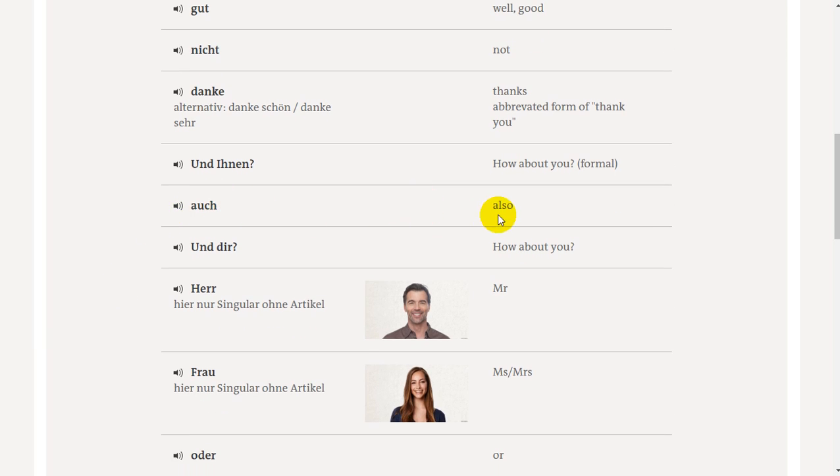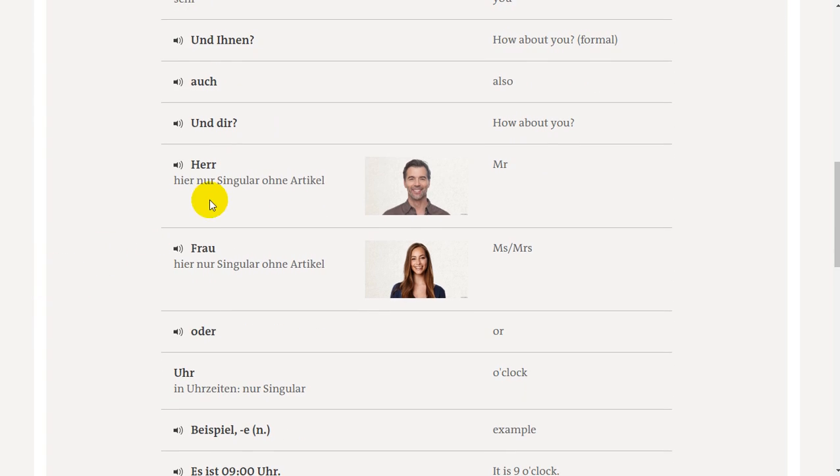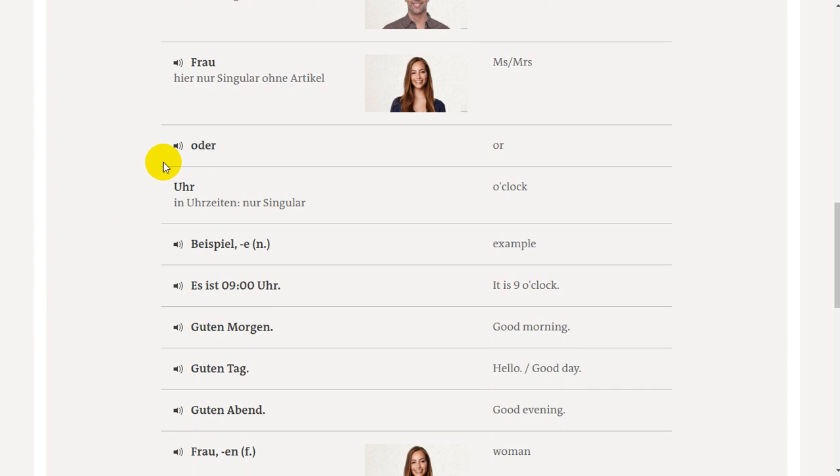Auch is also. Und dir means how about you? It is used in an informal way of communication. So use und dir. The next is der Herr, die Frau, means Mr. or Miss. Herr, die Frau. Next is oder. It means or in English.